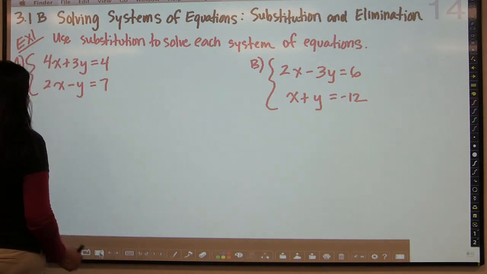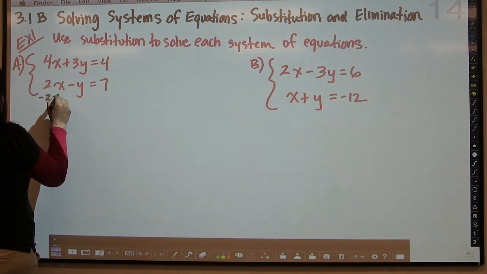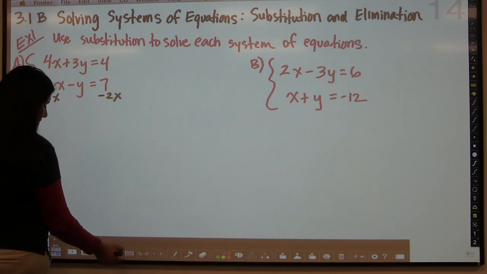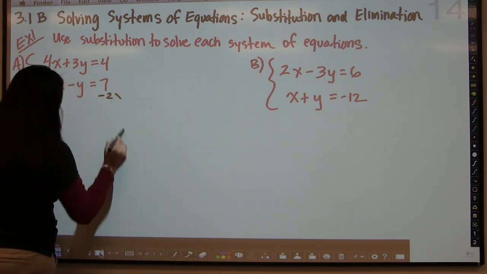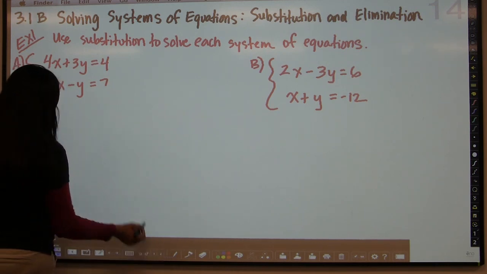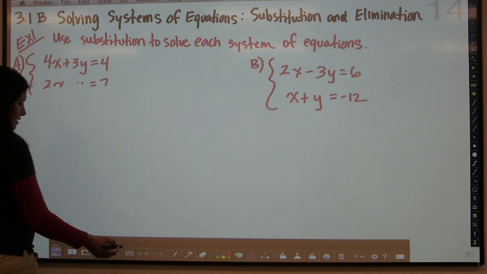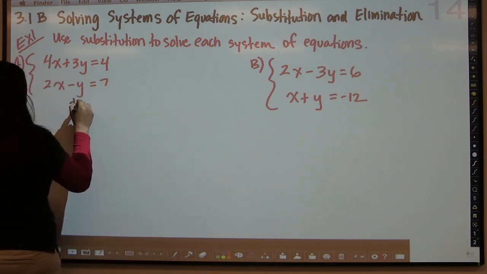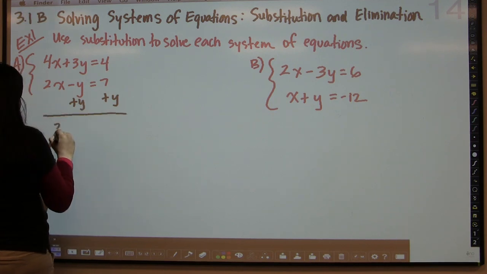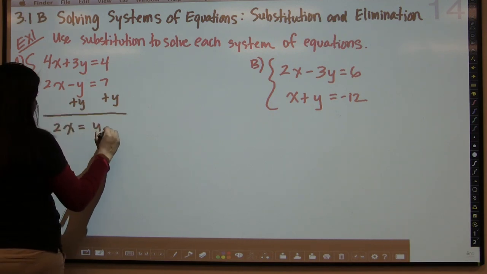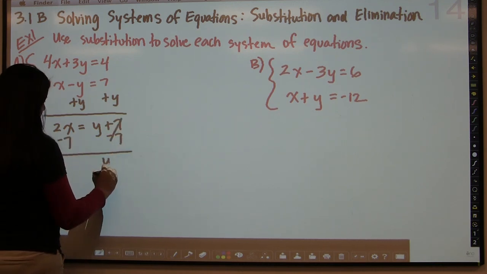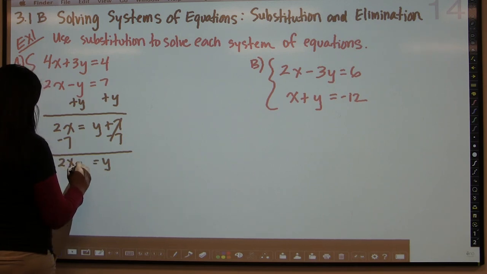So that means that what I have to do is subtract 2x from both sides. Or actually, we can do that a little bit easier, with fewer steps here. I am going to add the y to both sides. When I do that, I get 2x equals y plus 7. Then I can move the 7 over, and I will get y equals 2x minus 7.